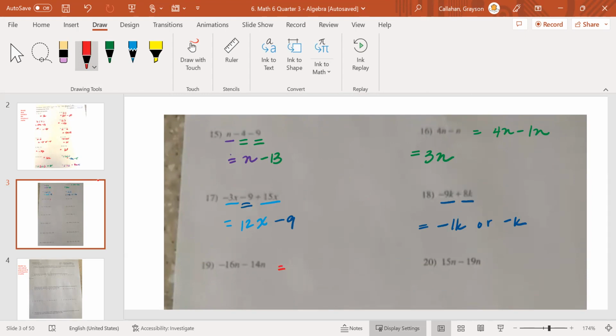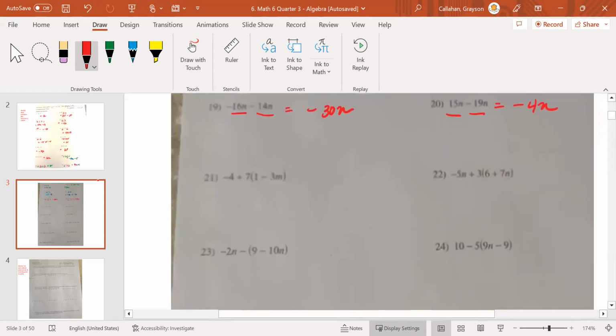19 is going to give you a negative 16n minus 14n, which is a negative 30n. Negative 15n minus 19n is a negative 4n.